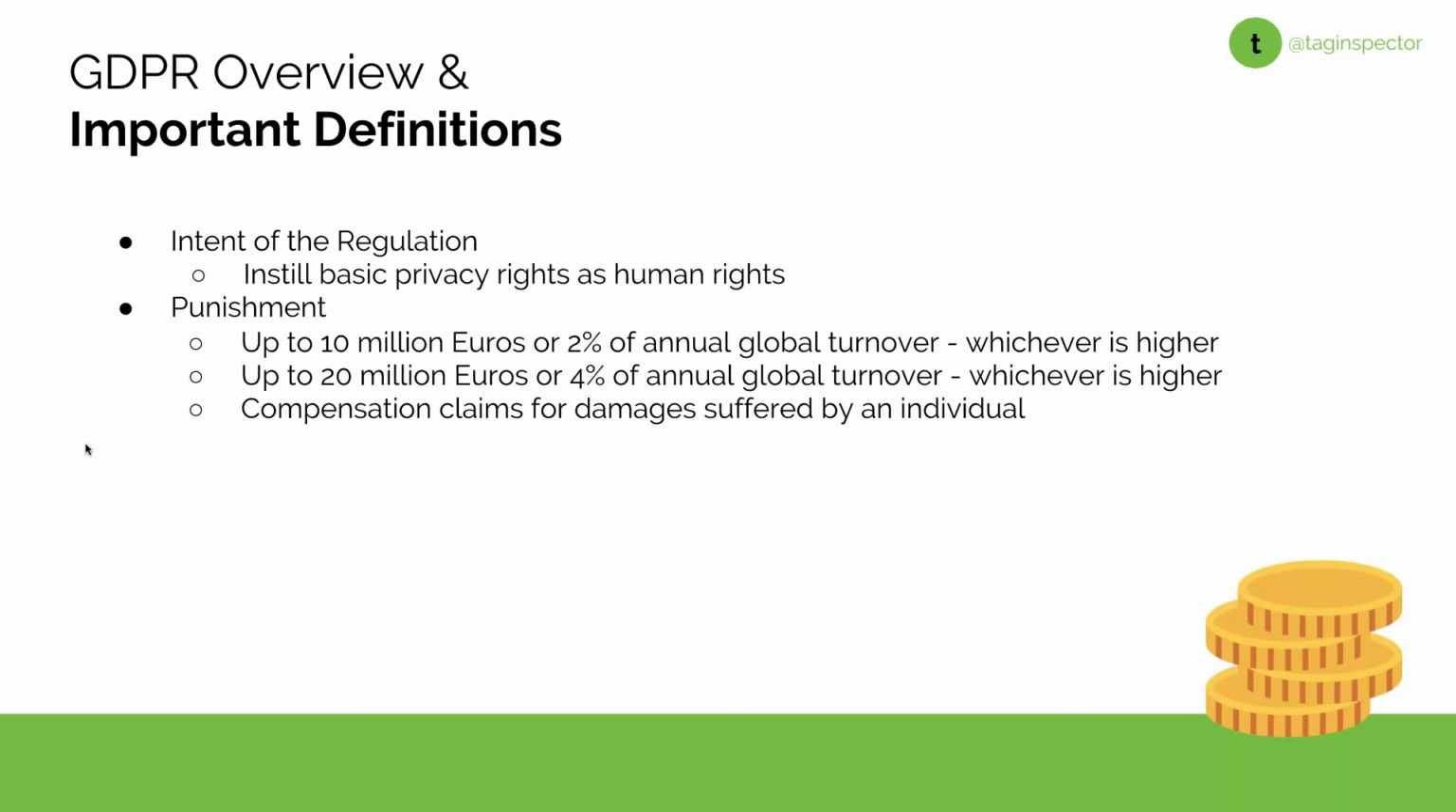Now, it's important to remember as well that the GDPR allows for compensation claims for damages suffered by an individual. So if an individual can prove that as a result of some personal data that was collected, there was an adverse effect on them due to how it was processed, how it was used, they have a right to file a compensation claim against that organization. Now, where this gets really scary is in the case of multiple individuals that come together for a class action lawsuit.